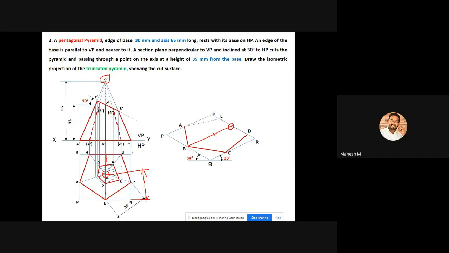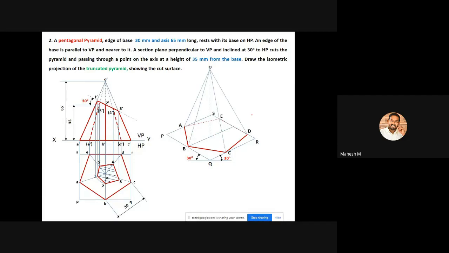So this is not actually the apex point. We can get the height value from our front view. The height of this apex is 65. So from this point you can create a vertical line with a height of 65 mm. So you'll be getting a point called apex, that is called O. Then you can create a line parallel to QR from the point called B. So you can mark the O point and create the axis with a height of 65 mm, that is called O. Now you can join all the five corners with the point O.